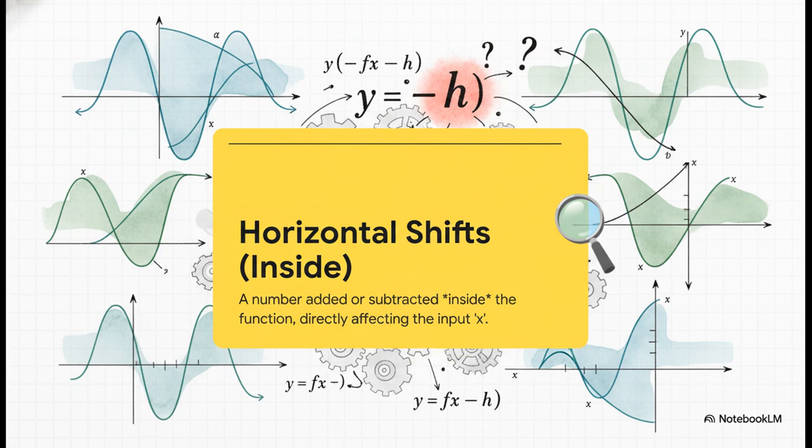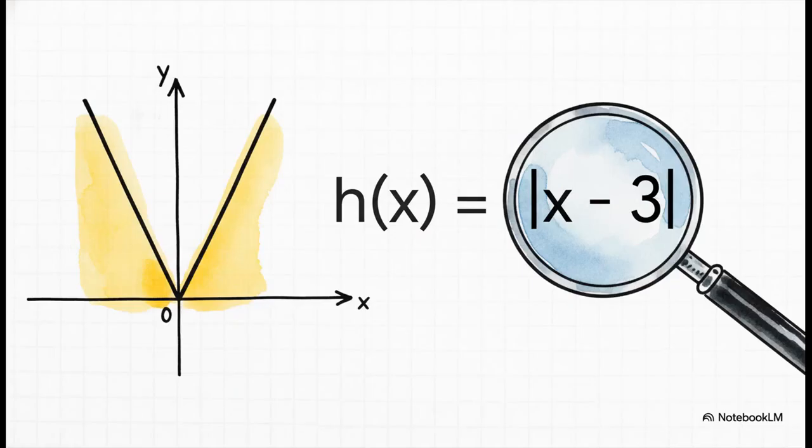Now take a really close look at that formula. y equals f of x minus h. That minus sign is everything. It's the whole reason this feels so backward, but it's also the key to getting it right every single time. So let's break down what it really means. For this one, our parent function is the absolute value of x, that simple V-shaped graph. And this time the change is happening on the inside. We've got a -3 right there next to the x, inside the absolute value bars.